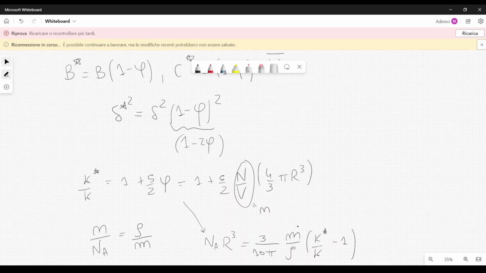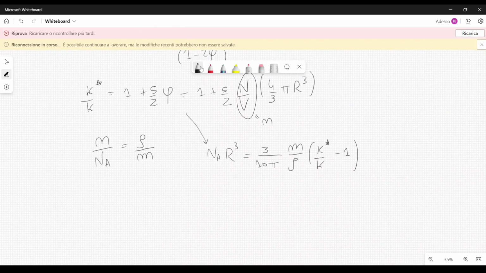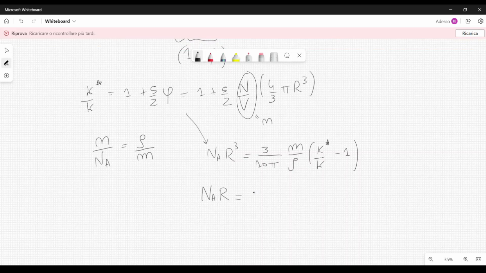And Na times r is also related to the diffusion coefficient. And you can see, for example, the paper on the Brownian motion. I have also made some videos on that. And it can be shown that Na times the radius of the sphere can be written as the universal constant, R0, times the temperature, divided by 6 pi times k times 1 over d, where d is the diffusion coefficient.